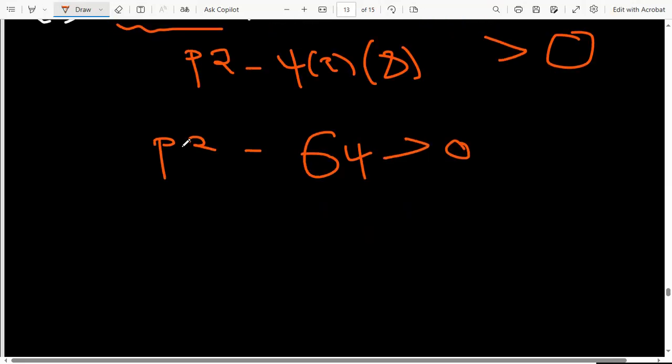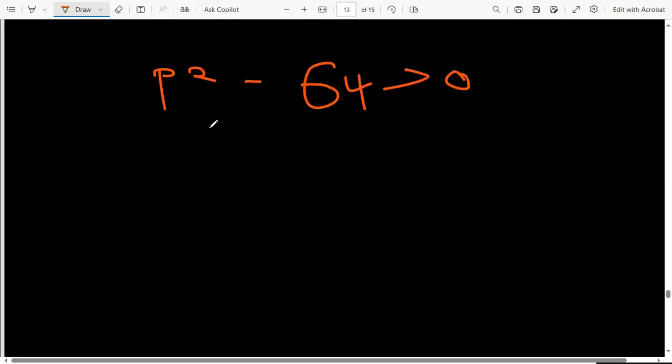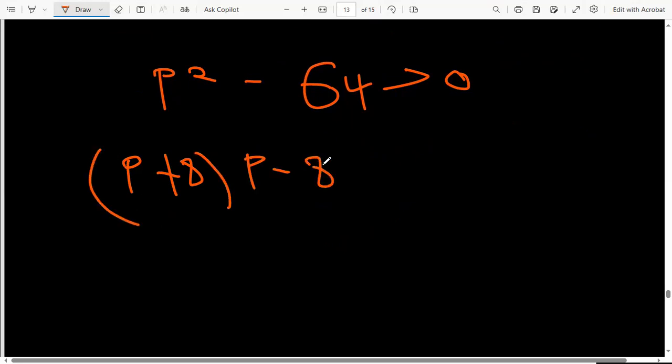Okay, so we see that this is the difference of two squares. So we can factorize this as p plus 8, and then the other one will be p minus 8. This is the difference of two squares, a skill that you should know. This one has a perfect square, and this one also has a perfect square, so you separate them by just putting different signs like that. When you expand this, you'll get back to this.